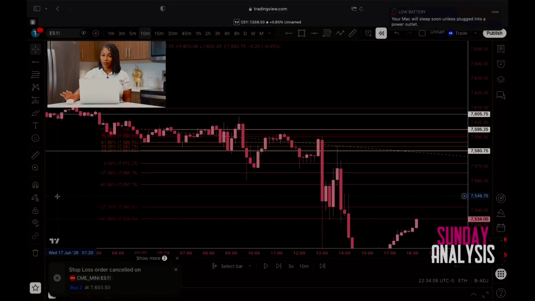Like I said, it seems very simple. This is why I say all you really need is market structure, honey. Study market structure. Become a whiz at it.